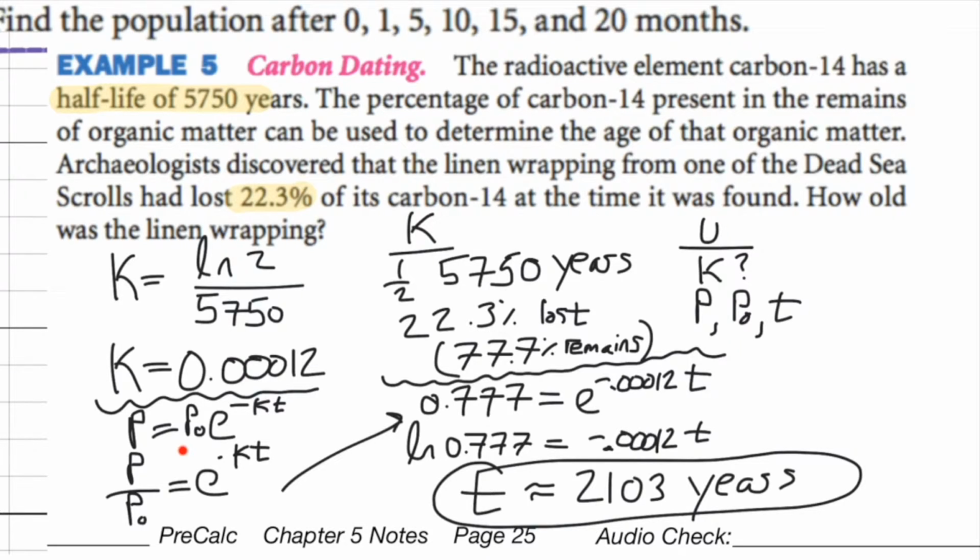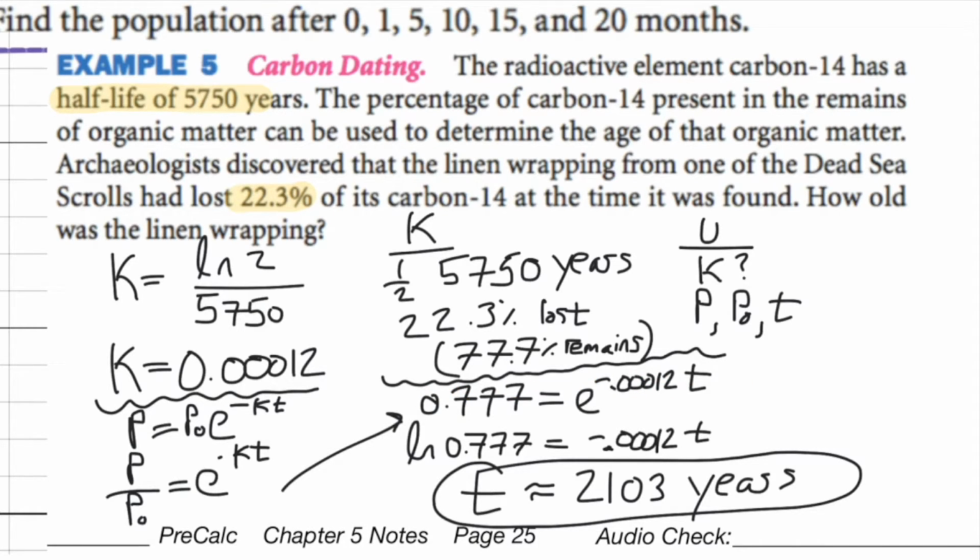Now, dividing both sides by P0, we get P over P0. And we don't exactly know what P is. We don't know what P0 is, but we know that the fraction is going to be equal to 77.7%. This fraction gets replaced here, 0.777. That's the decimal version of this percent. And then the k value that we calculated goes here. And now all of a sudden we have an equation that we can solve.